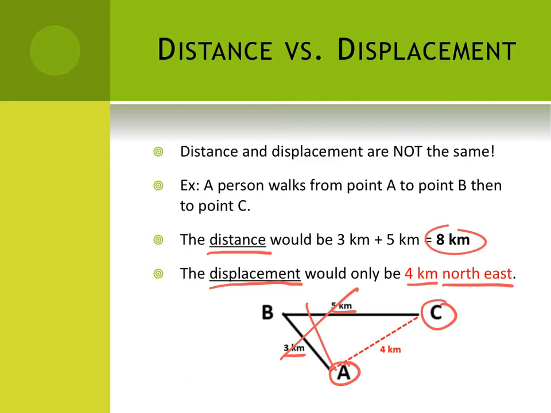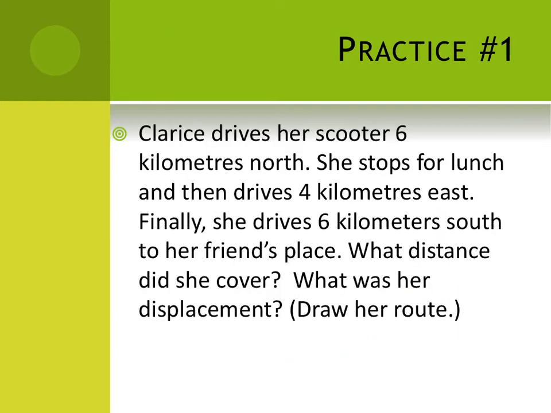So there you can just see the difference between distance and displacement. Distance, we want to know the whole route. What did we cover? All the ground that we covered, the whole distance traveled. For displacement, we only care about the initial position and the final position. What is the straight line between those? So we have some practice problems here.